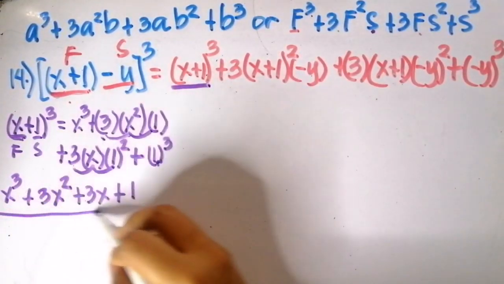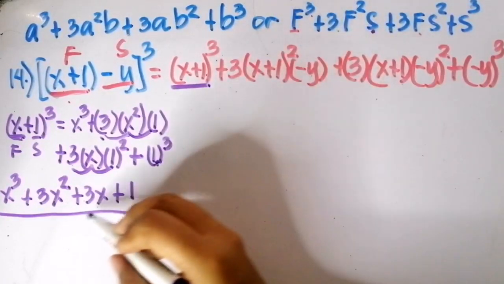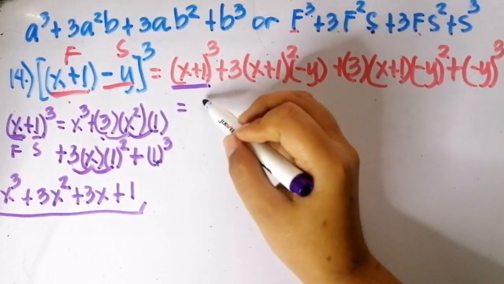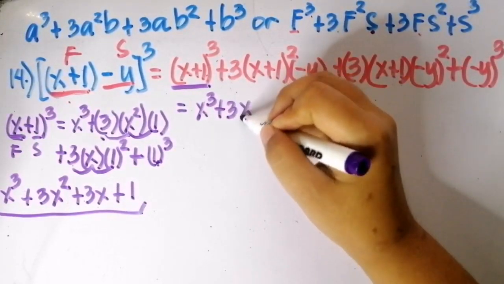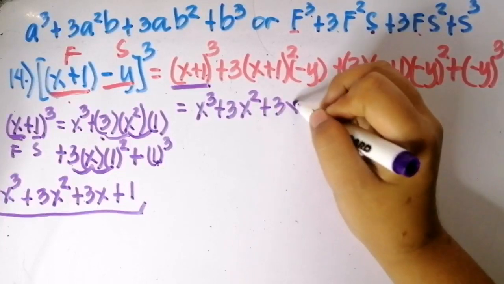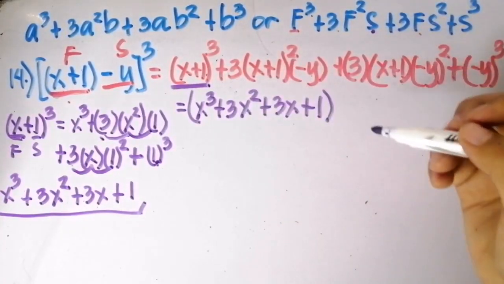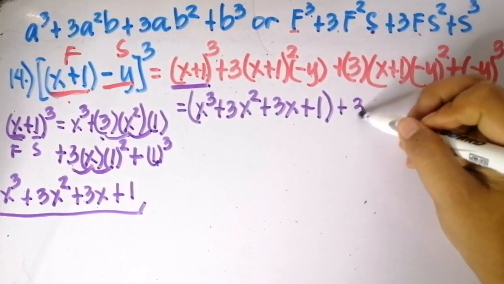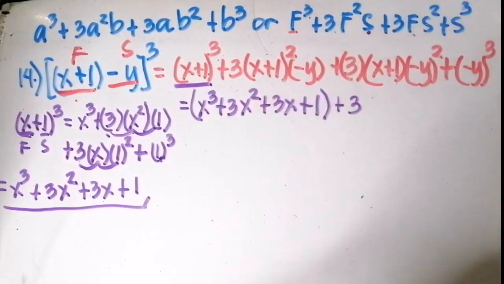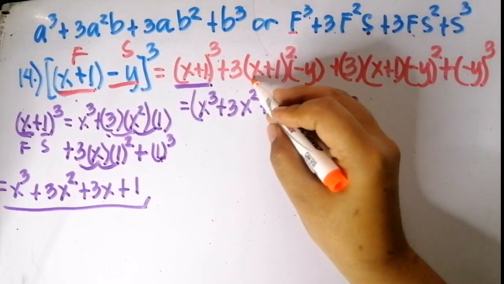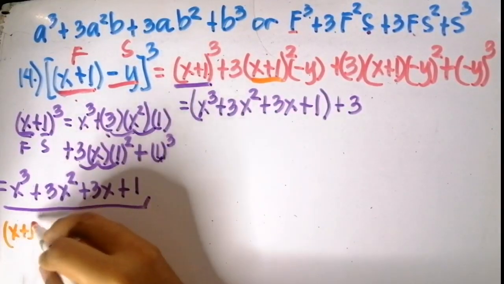Okay, so ito yung value ng x plus 1 raised to the power of 3. Ngayon, ilalagay natin ito dito. So, x cubed plus 3x squared plus 3x plus 1. Okay? Next, ito naman. Plus 3. Tapos, ito, square of a binomial. So, ihiwalay muna natin ang kanyang solution. Kunin muna natin itong x plus 1 squared.